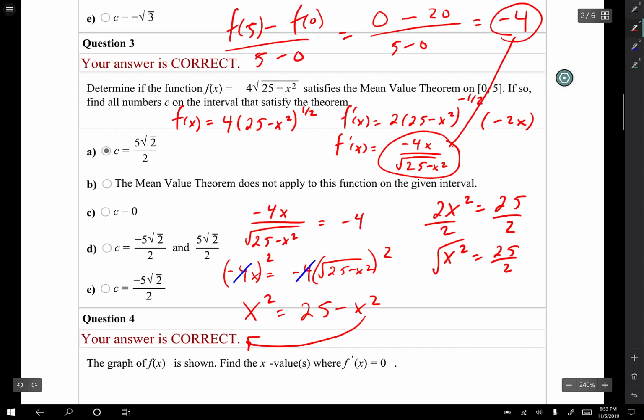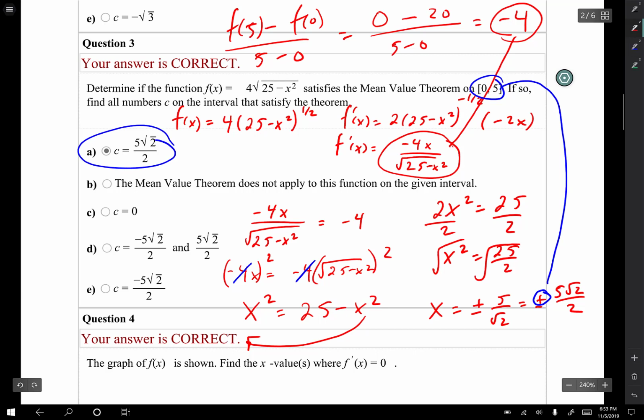Take the square root, and you get x equals plus minus 5 over square root of 2. If you rationalize this, you get 5 square root of 2 over 2. So now I got to choose values for this, guys. Because my interval is 0 to 5, I'm going to choose the positive one. Cool? Cool. All right, let's keep going.